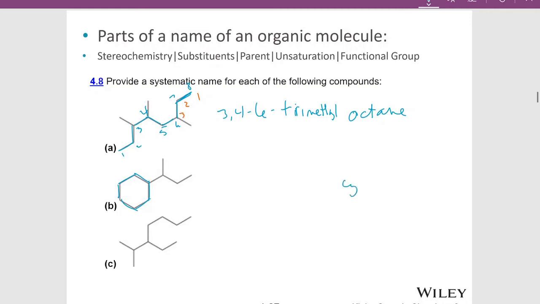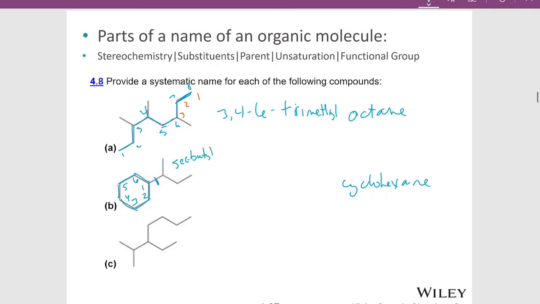For the next one, B, the longest carbon chain is going to be the cyclohexane ring. We only have one substituent. It's connected here, so we can just call that carbon number 1 and number our ring around that way. It doesn't matter which way you go because it's just one substituent. Now the common name for this substituent is sec-butyl.